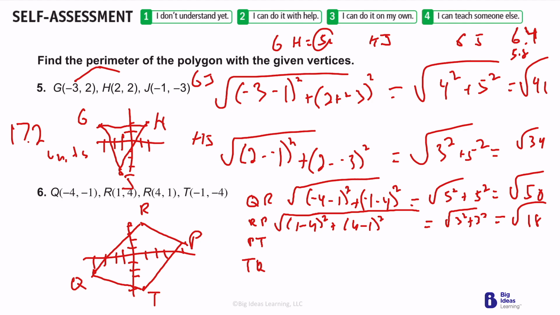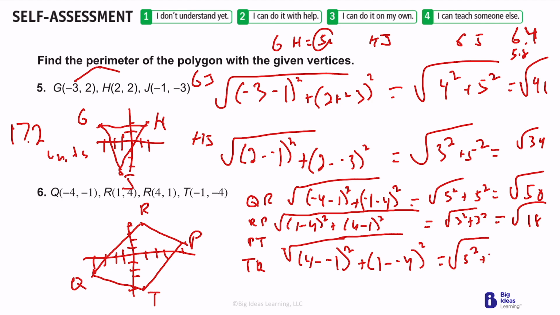All right. So that one's going to go square root of 4 minus -1 squared plus 1 minus -4 squared. So the square root of 5 squared plus 5 squared again. So square root of 50. And if you're thinking that QT is probably going to be square root of 18, you're probably correct. If you like to do that kind of thing. But don't take that for granted. Don't assume. Just go ahead and work it out.